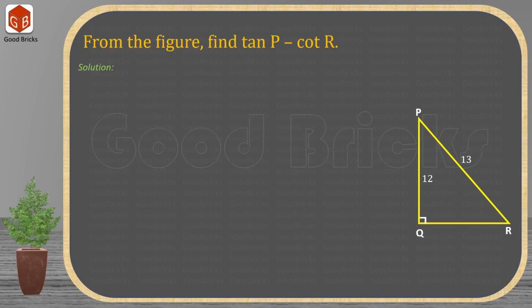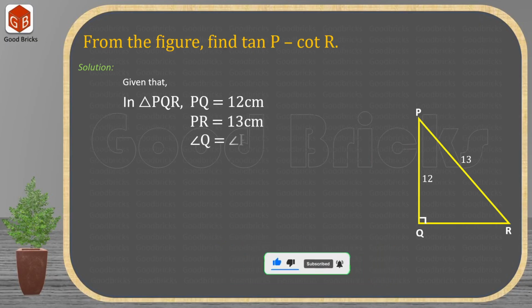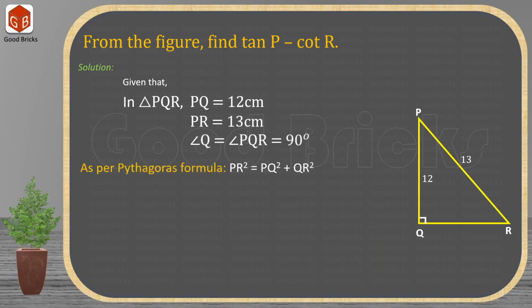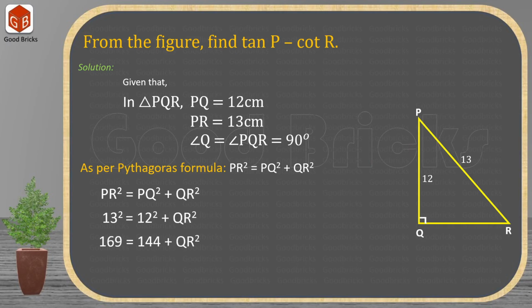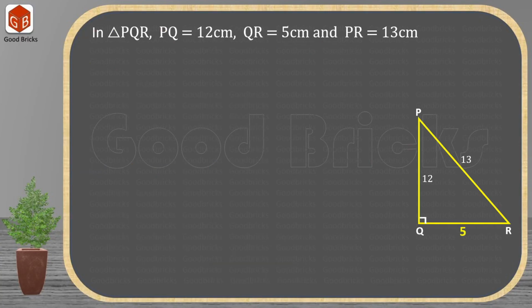And here in this problem, we need to find tan P minus cot R, and they have given a figure. But in this figure, they did not give the value of QR. But don't worry, we have our Pythagoras Kaka. He has given one theorem. So using that Pythagoras Kaka theorem, let us find the value of QR. Since Q is the right angle and PR is the hypotenuse, PR square is equal to PQ square plus QR square. And when you substitute the given values, you will get the value of QR, and that is 5 centimeters. Now we have the values of PQ, QR and PR.